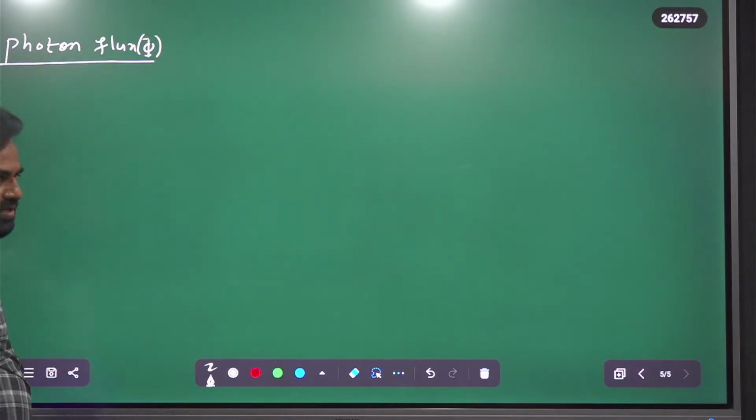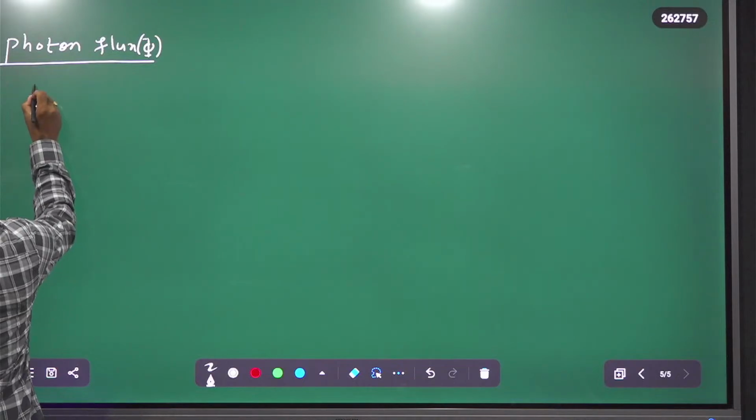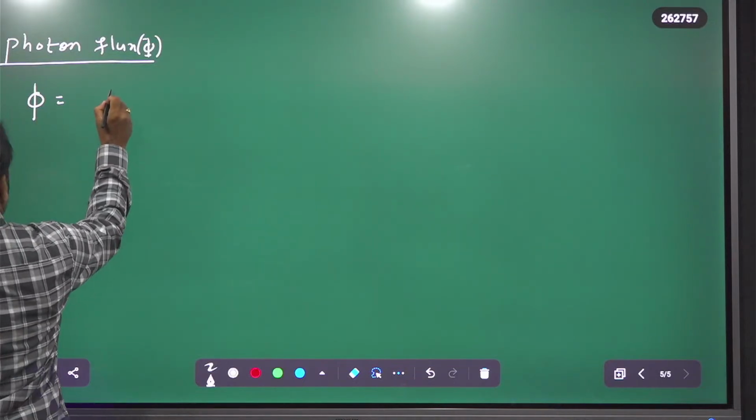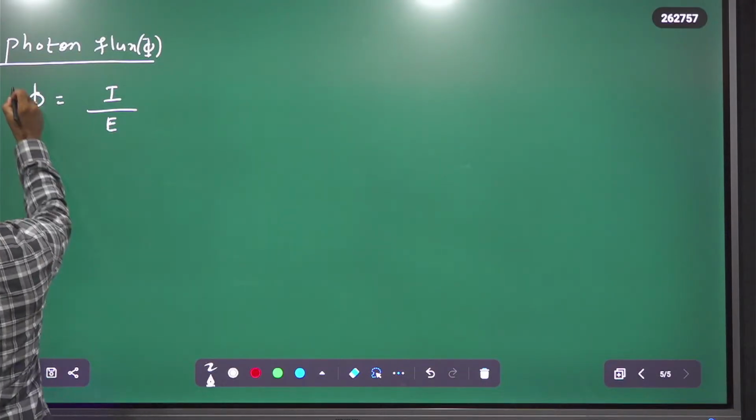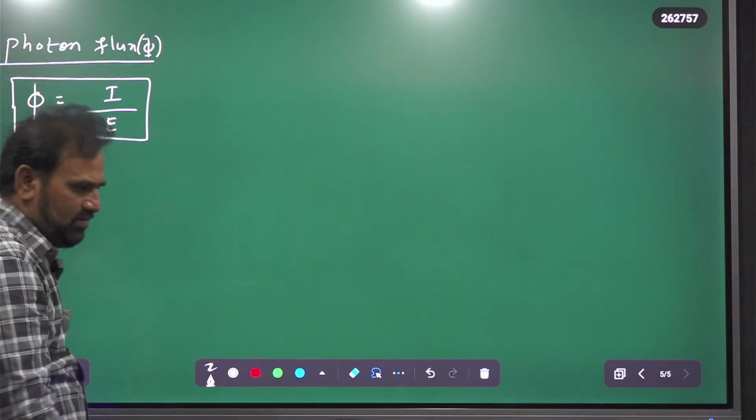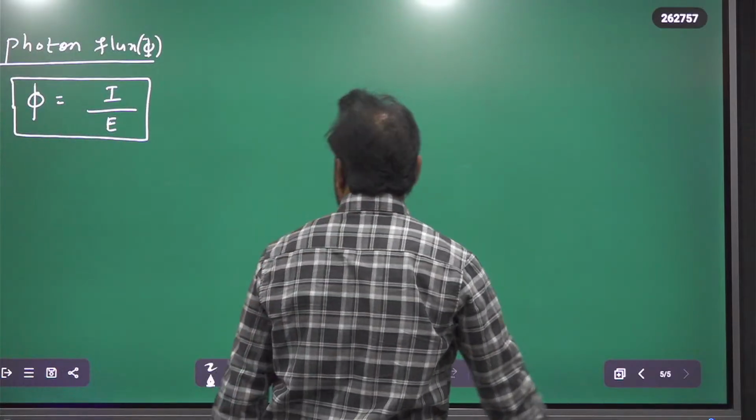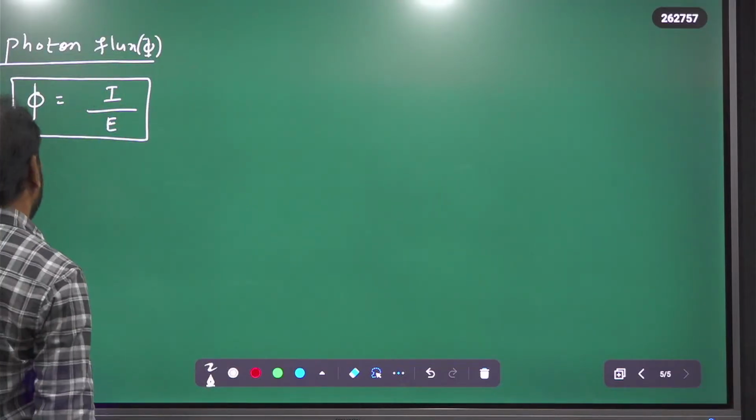What is a photon flux? Photon flux can be defined as phi. Phi is equal to the ratio of intensity of photon to its energy. The ratio of intensity of photon to its energy is called the photon flux. It is defined as phi. Phi is equal to I upon E.